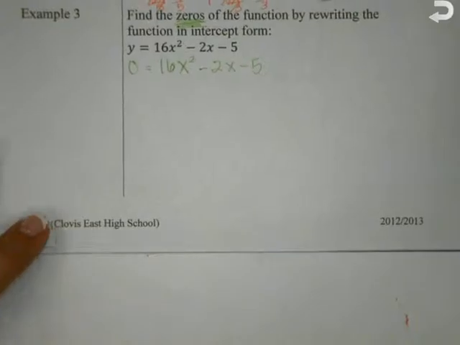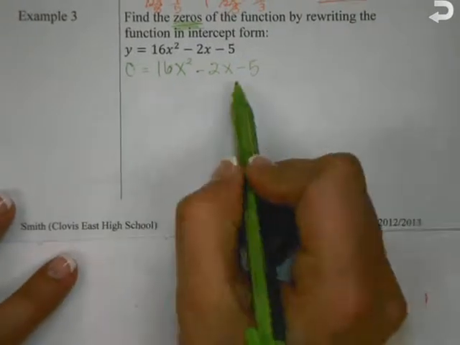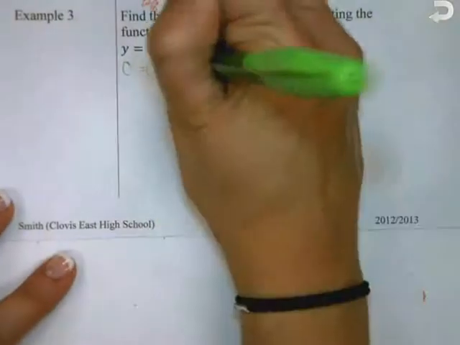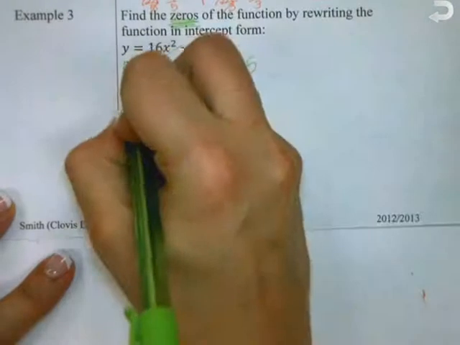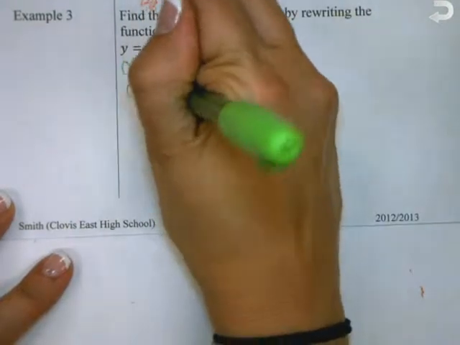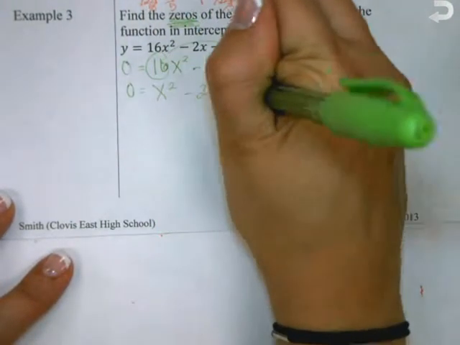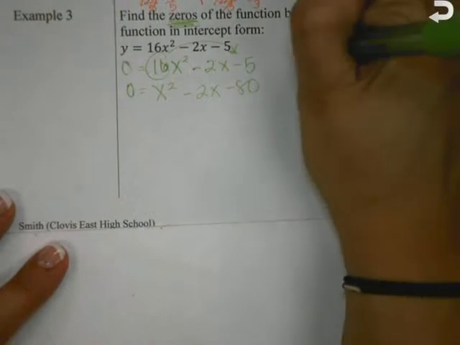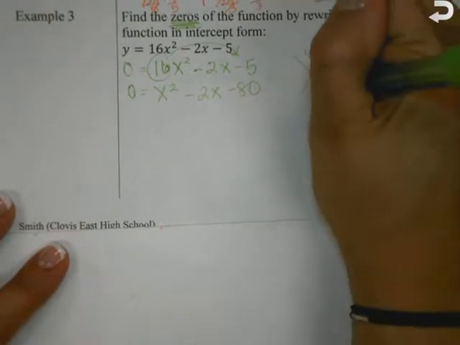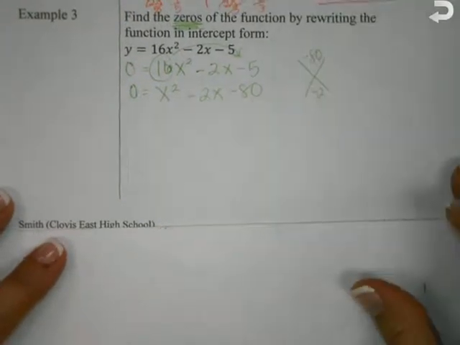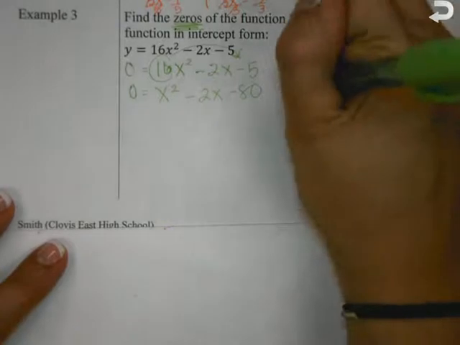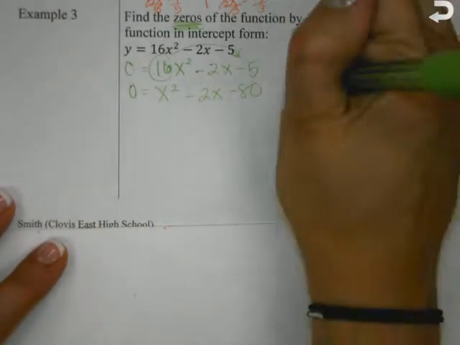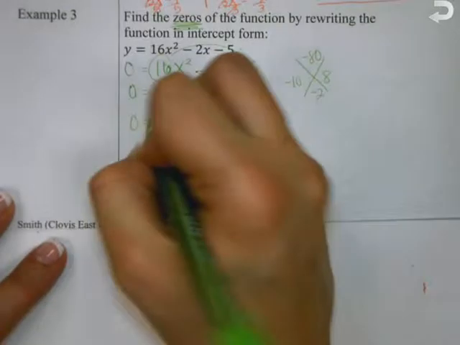Okay. All right. Really quick, we do bottoms up here. There's no GCF. So that gives me x squared minus 2x minus 80. And then I need to figure out what two numbers multiply to negative 80 and add up to negative 2. 10 and 8, which one is negative? 10. Good. So that gives me x minus 10 times x plus 8.